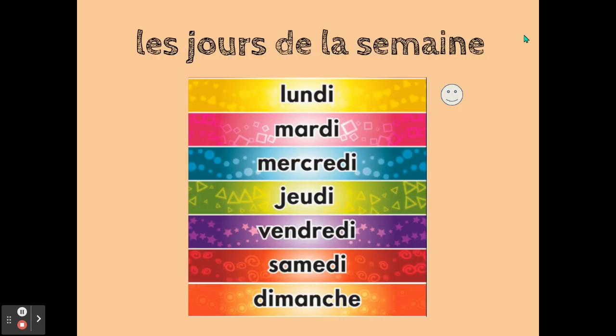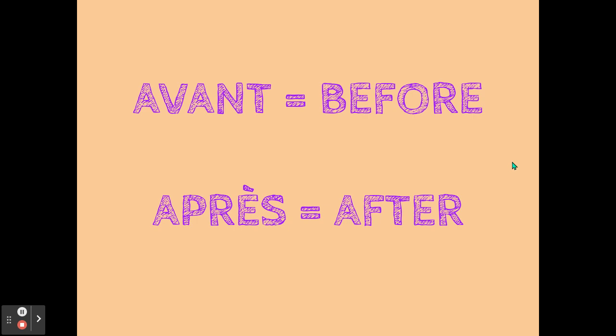Okay. So to review, les jours de la semaine. I have a little smiley here to remind me to tell you that the week in French starts with lundi. So they consider their week beginning on Monday, where on our calendars it looks like Sunday's the first day of the week. So here we go, just to hear them again. Lundi, mardi, mercredi, jeudi, vendredi, samedi, dimanche. All right, and don't forget that avant equals before, après equals after.